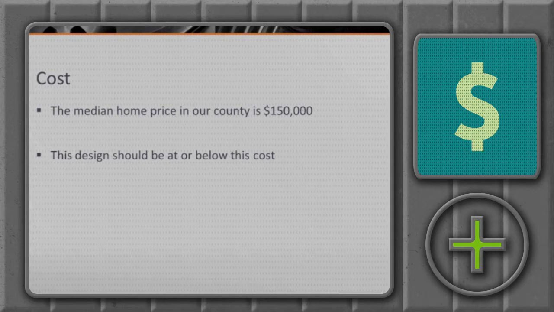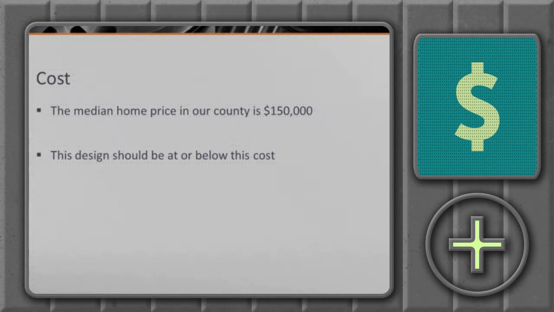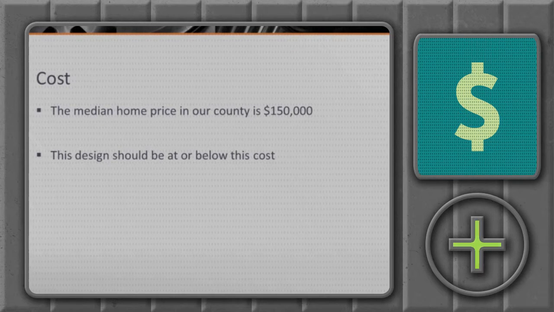The first reality for us is going to be the cost. And in the county that I live in, the median home price is $150,000. What we're trying to shoot for is to design a house that's at or below this cost so that the average family can afford it.